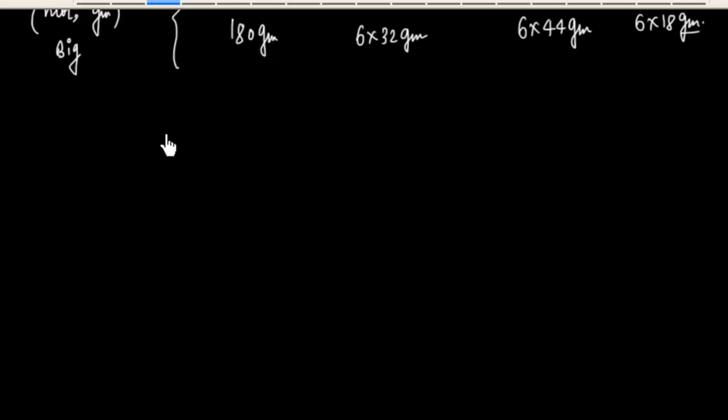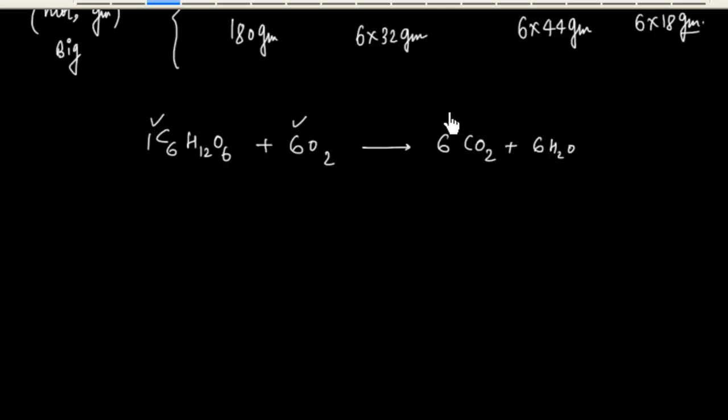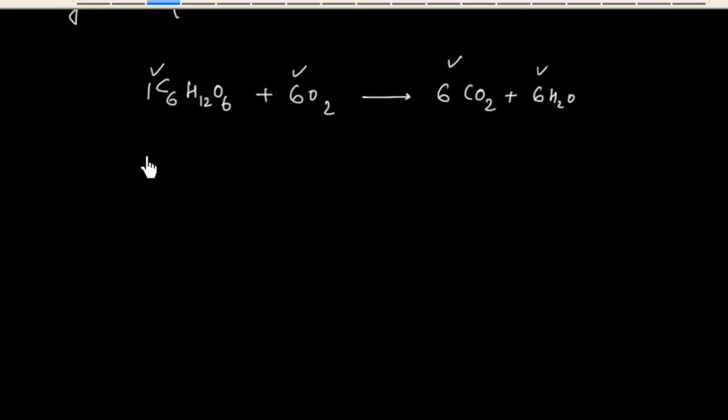Now this balanced chemical equation can be used to solve numerical problems. These coefficients 1, 6, 6, 6 are called molar ratios. So the coefficient of a reactant or product is called the molar ratio, or this is also called a stoichiometric coefficient.